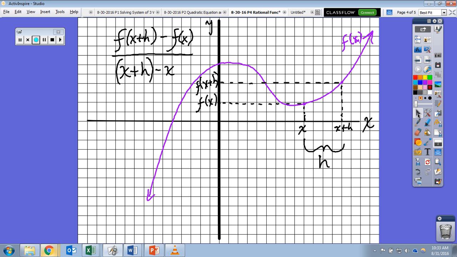Okay, so you pretty much agree that this could find the slope of any function f of x, regardless of what the function is. This would give you the average rate of change, aka the slope of the secant line: difference in y's over difference in x's. The secant line is just a straight line that goes through those two points.